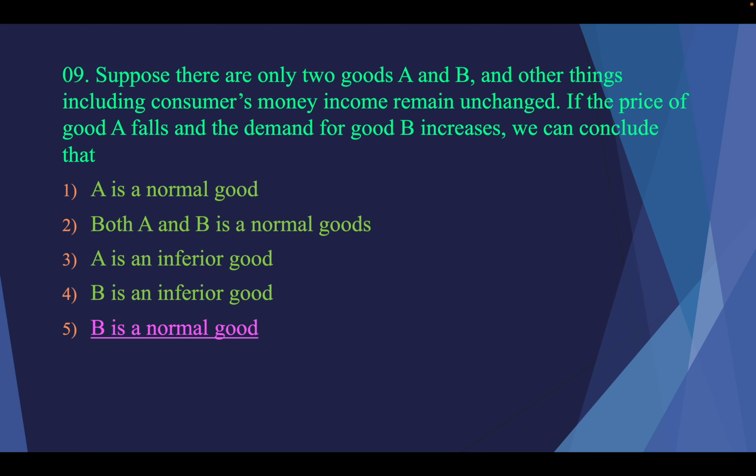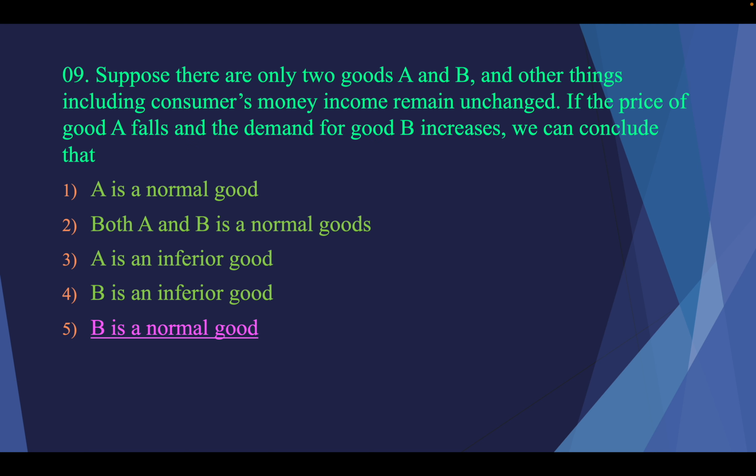Then the ninth one. Suppose there are only two goods, A and B, and other things, including consumers' money income, remain unchanged. If the price of good A falls and the demand for good B increases, we can conclude that... Normal good, inferior good. First of all, you have to know the summary of the lesson, demand and supply. That is important. You have to know the theories, otherwise you cannot do this one. This is a practical thing, and you have to use theories and add both, and you can find out the answer easily. This question is like that one.